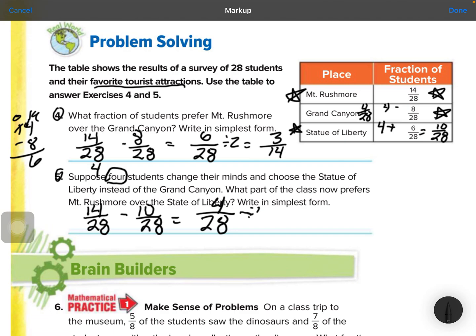I know that I can divide them both by 4. So 4 divided by 4 is 1. 28 divided by 4 is 7. So my simplified answer is going to be 1/7 of the students.